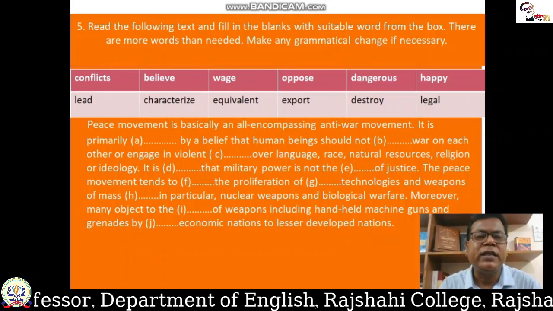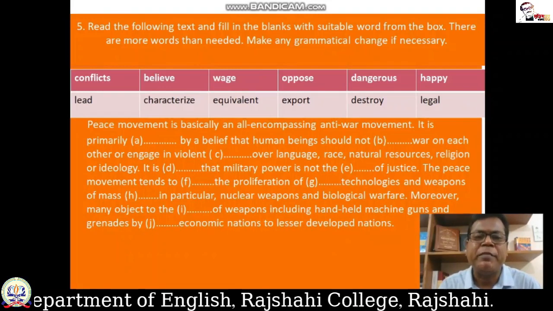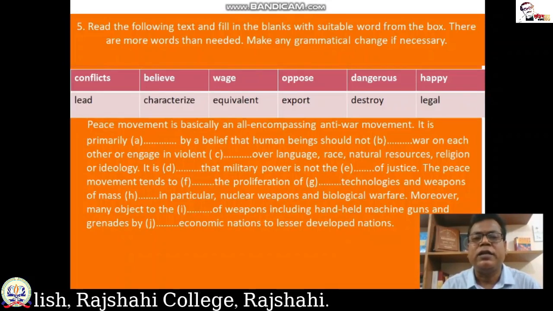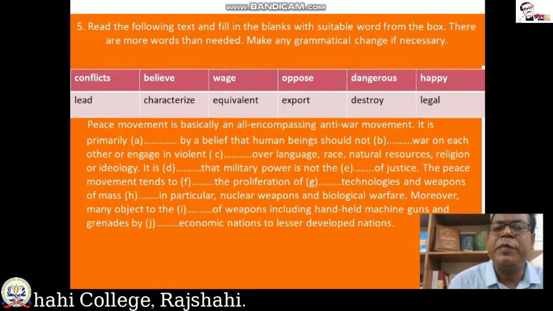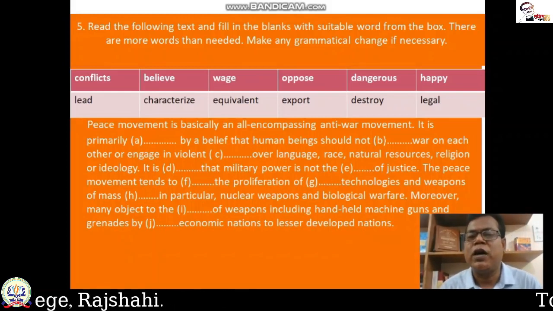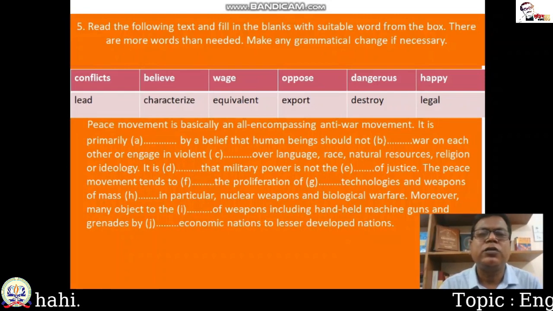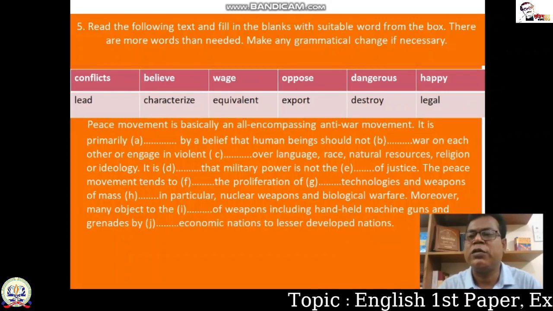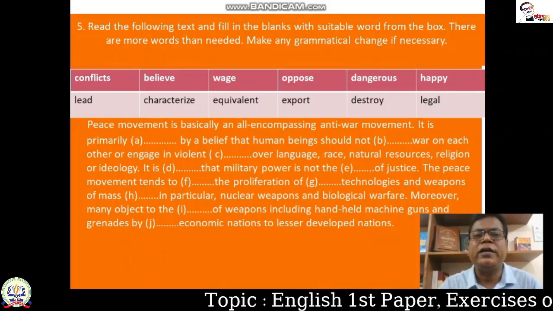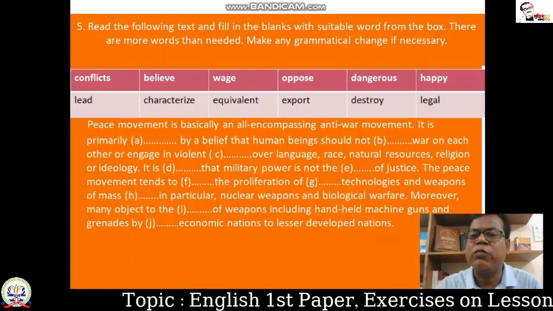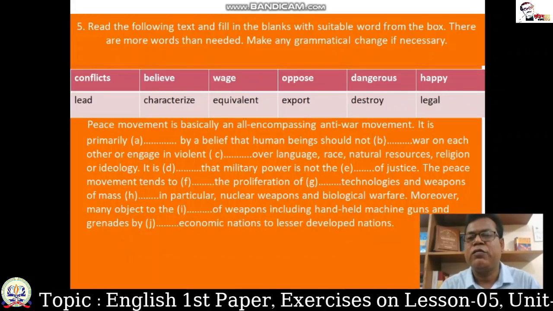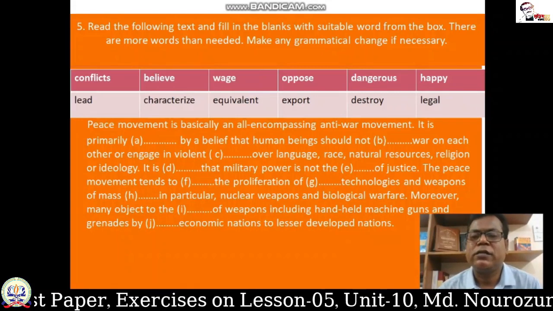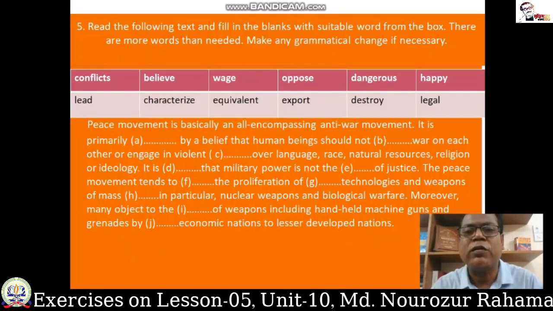So it is primarily characterized by a belief that human beings should not dash war. It is characterized by a belief that human beings should not what? Should not dash war. Should not believe war, should not lead war, should not export war, oppose war, destroy war. No, we know that human beings should not make war or create war. So wage, we can use the appropriate word wage. Wage war. It means to make war or to create war.